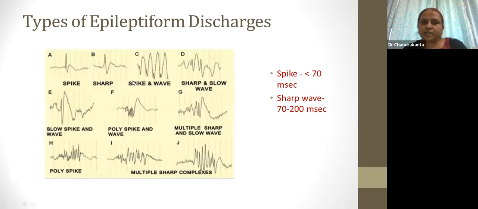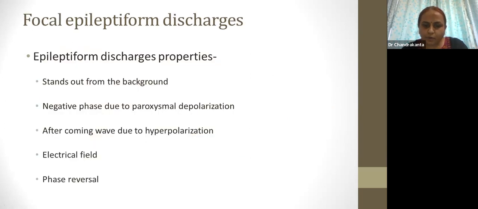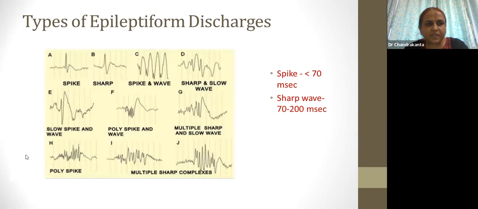So an epileptiform pattern can be a spike wave pattern like this, a spike followed by a slow high voltage wave, or it can be a sharp and wave complex, or the other variety may be a polyspike wave pattern. Here you see there is only one spike and it is followed by a wave. Here you see there are multiple spikes, and this is followed by a distorted high voltage wave. So this is a polyspike and wave pattern. And we often get this pattern in myoclonic types of epilepsies.